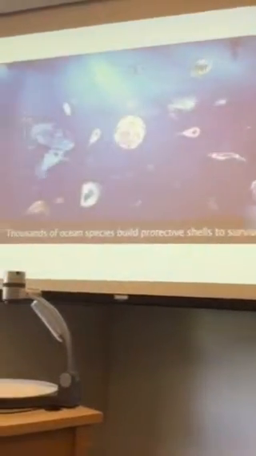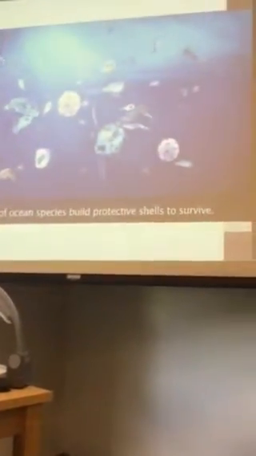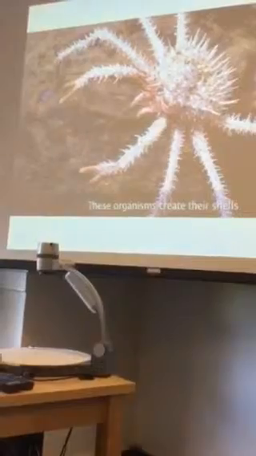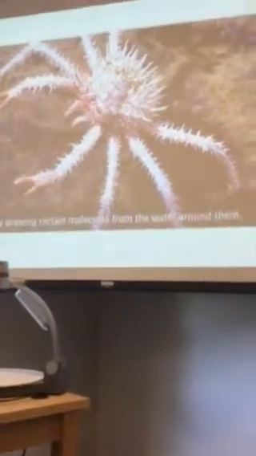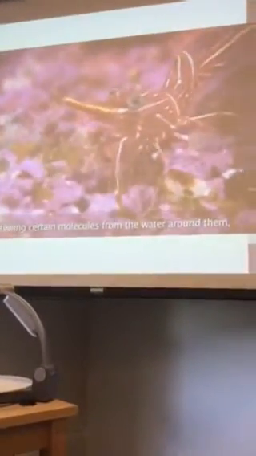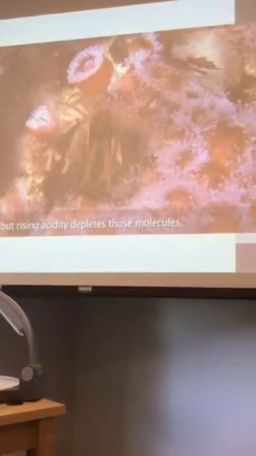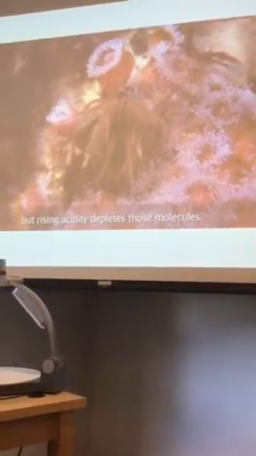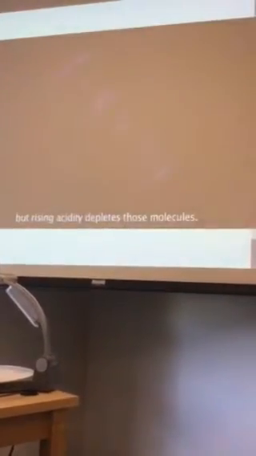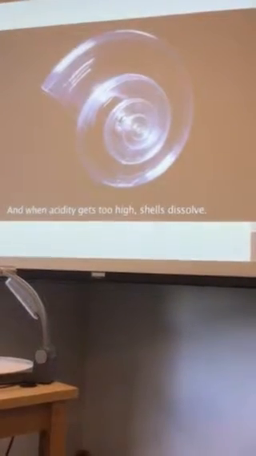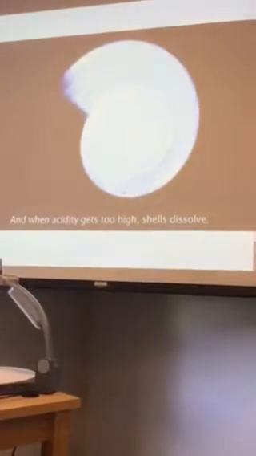Thousands of ocean species build protective shells to survive. These organisms create their shells by drawing certain molecules from the water around them. But rising acidity depletes those molecules. And when acidity gets too high, shells dissolve.